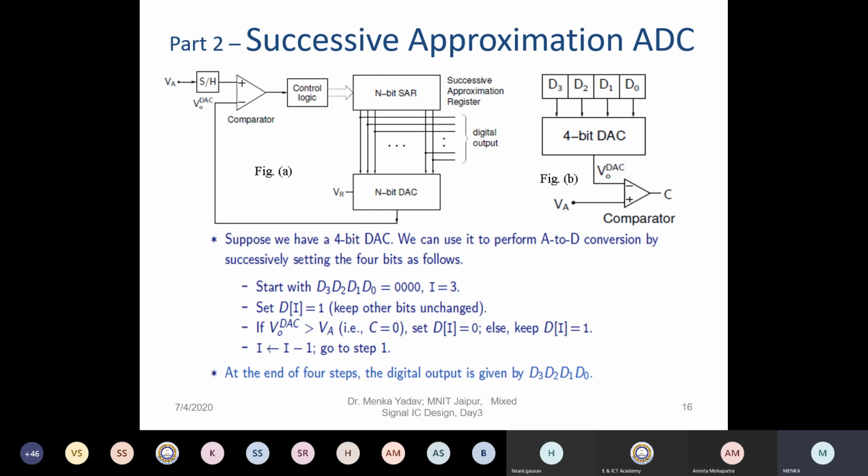So you have to keep this one and keep other bits unchanged. Okay. So if V0 DAC is greater than VA, greater than means the output of the comparator becomes 0, right? So you have to reset Di equal to 0, else you have to keep Di equal to 1. And then you assign i as i minus 1, and then this process is repeated.